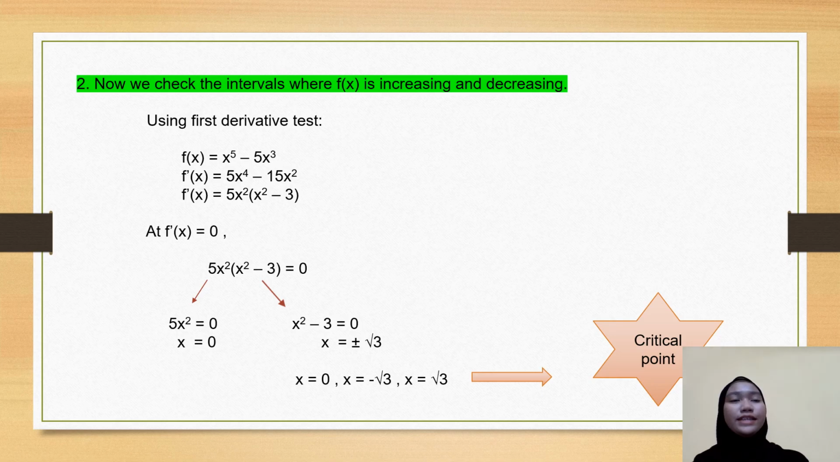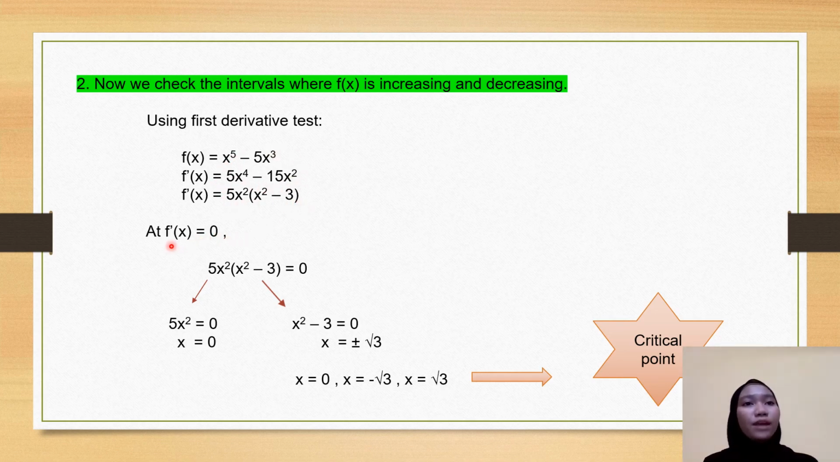Now we go to the second step, which is to check whether the intervals of f(x) are increasing or decreasing. To determine the intervals where f(x) is increasing or decreasing, we need to use the first derivative test. From the equation f(x) = x^5 - 5x^3, we get f'(x) = 5x^4 - 15x^2. And we can factorize this equation, it will become like this.